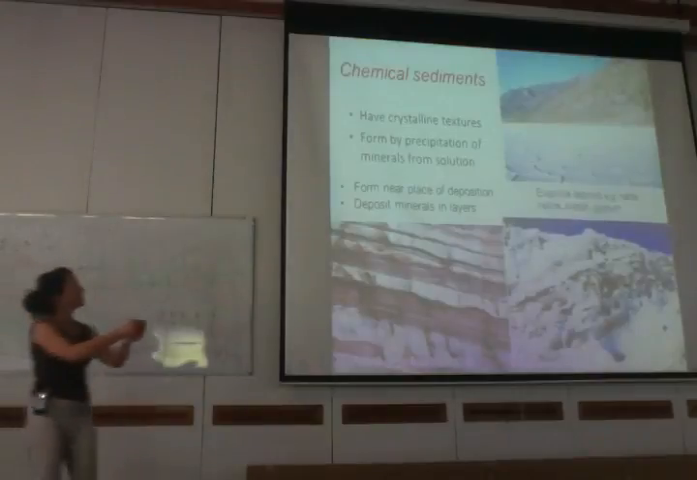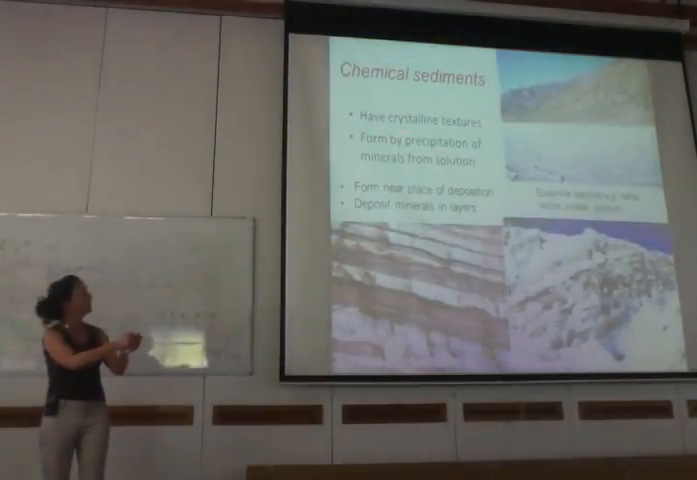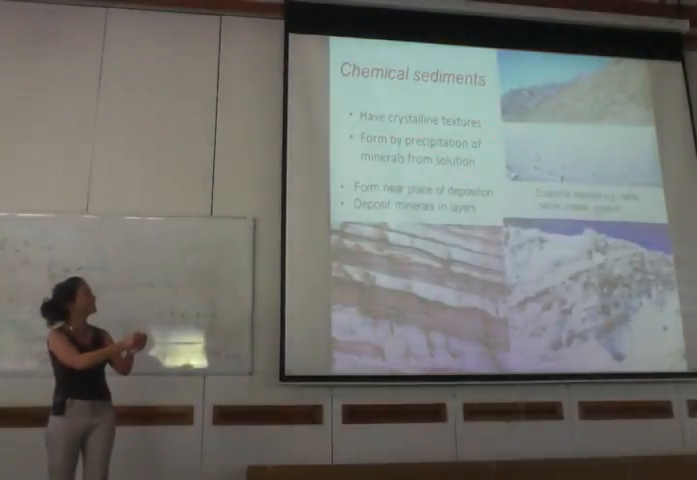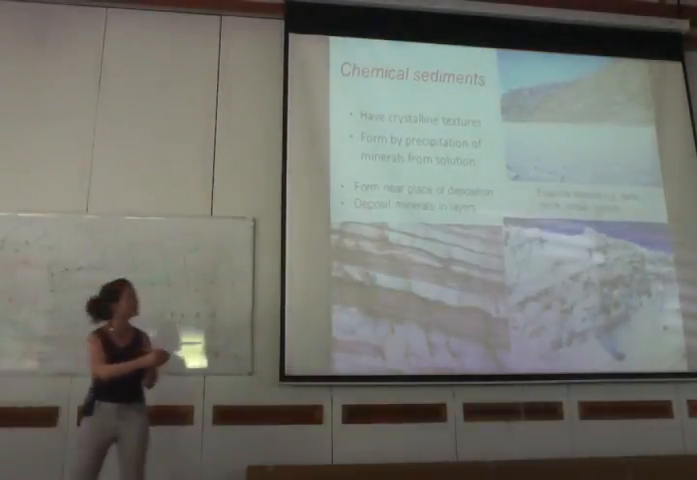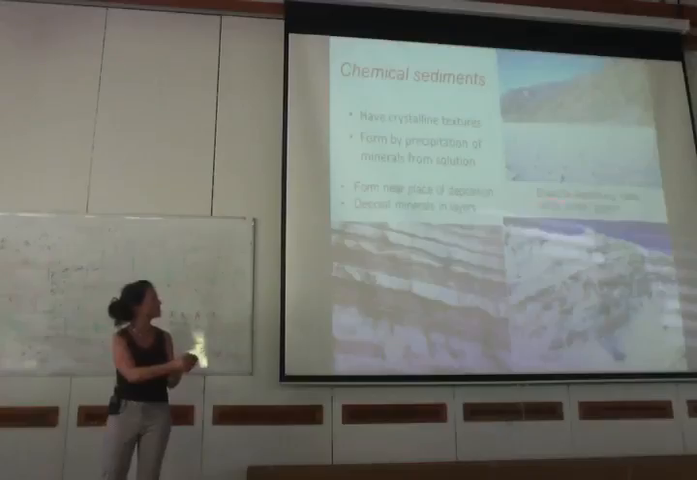Our chemical sediments are made of crystals, and again, they're formed by the precipitation of minerals from solution. A really common type of chemical sediment is called an evaporite, which is formed by the evaporation of water, leaving these salts.